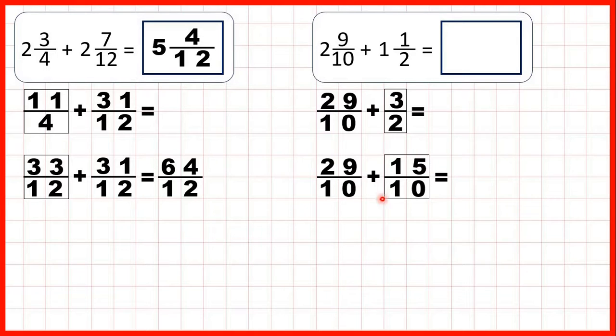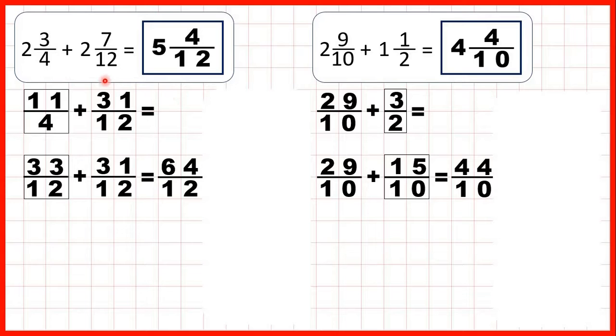So now we have a common denominator, so that stays the same in our answer, and 29 plus 15 is 44. So, as an improper fraction, our answer is 44 tenths. But we can turn that back into a mixed number by dividing. 44 divided by 10 is 4 remainder 4, and the denominator stays the same.